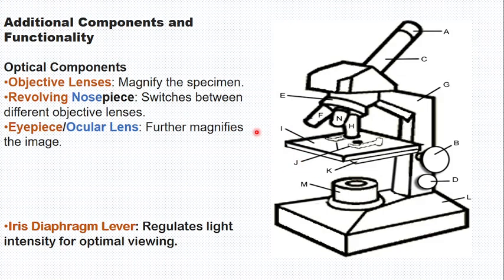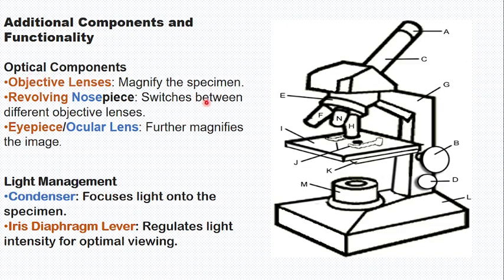Okay, let me explain the other parts. The other parts are the optical components. Their function is how to make magnification. I told you that there is the eyepiece and the objective lens. We have the eyepiece, also called the ocular lens, and also the objective lens. A is the one which is called the eyepiece. Let me join them like this. The objective lenses are these ones. Now the eyepiece is here on A.